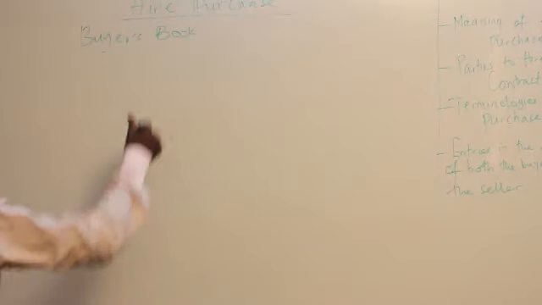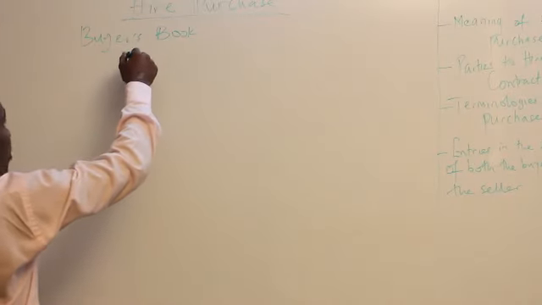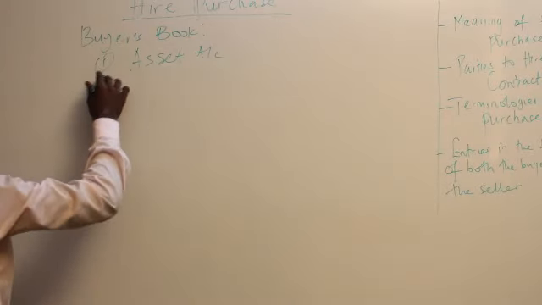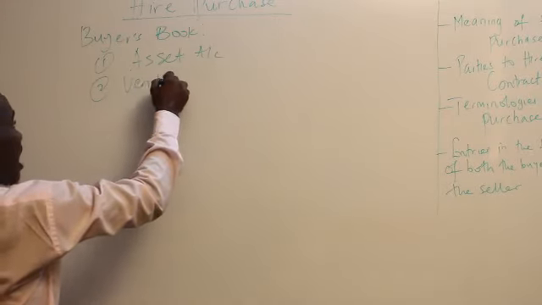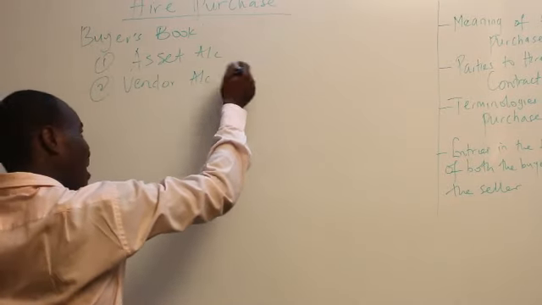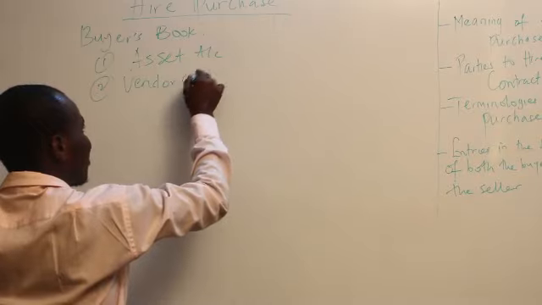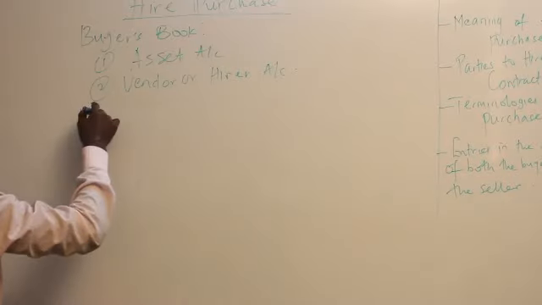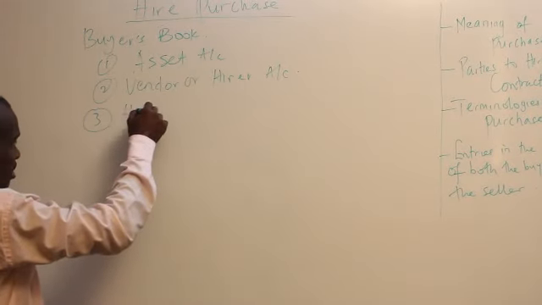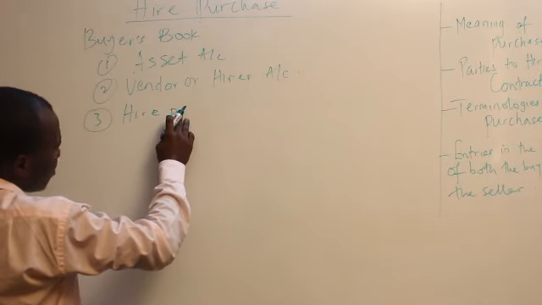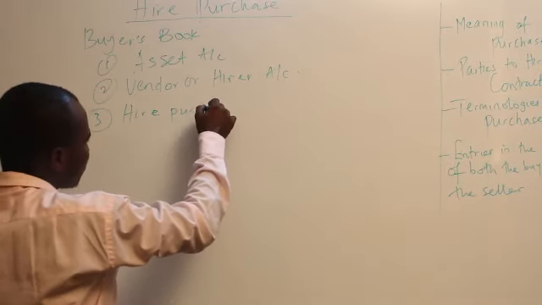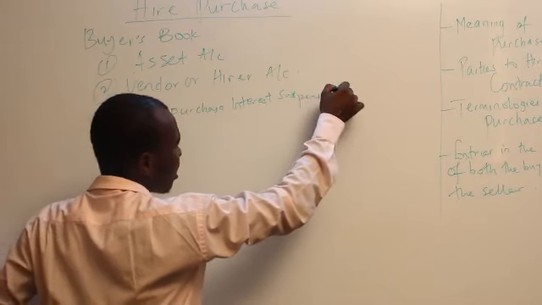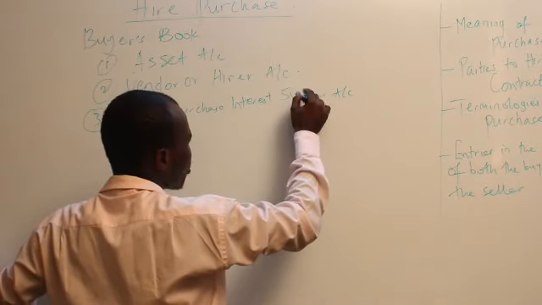In the buyer's books, we are going to open the following accounts. Number 1, the asset account. Number 2, the vendor account, which is the HP account, as the person is buying the goods from. This represents the creditor's account. The next account is the hire purchase interest suspense account. So I'm going to open the hire purchase interest suspense account.